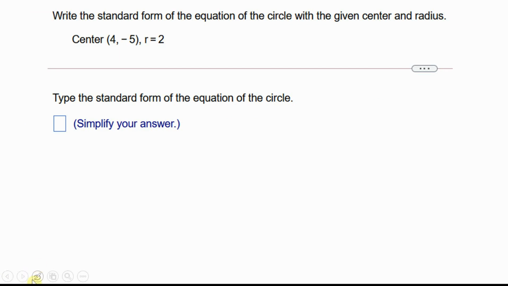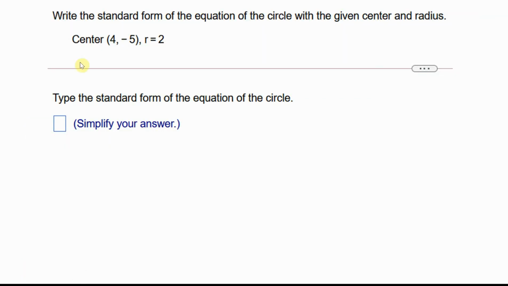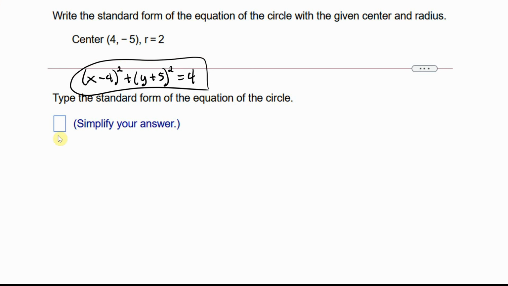So here, they want us to find the standard form. Again, the standard form is this. We can get that if we're given the center and the radius. Right? That's the cool thing there. So here the standard form becomes x minus 4 squared plus y, that's plus 5, right? y minus a negative 5 squared is equal to 2 squared, 4. So you're going to enter that there in MyMathLab.